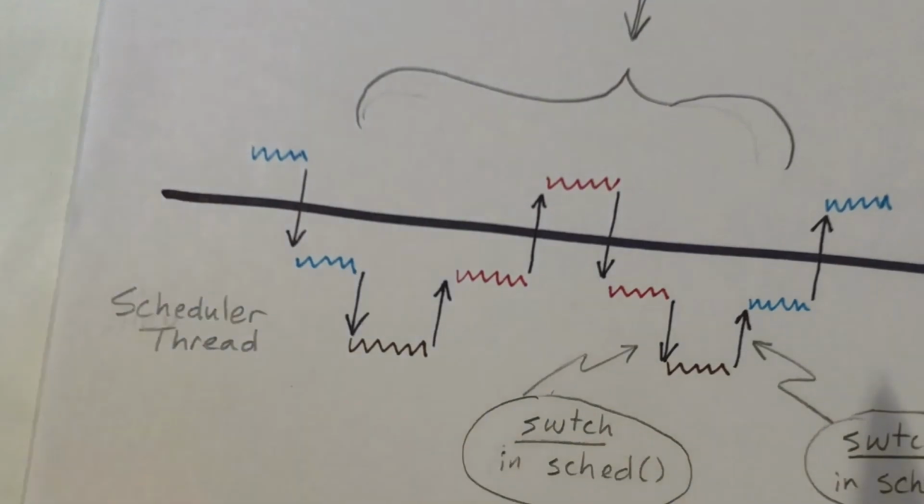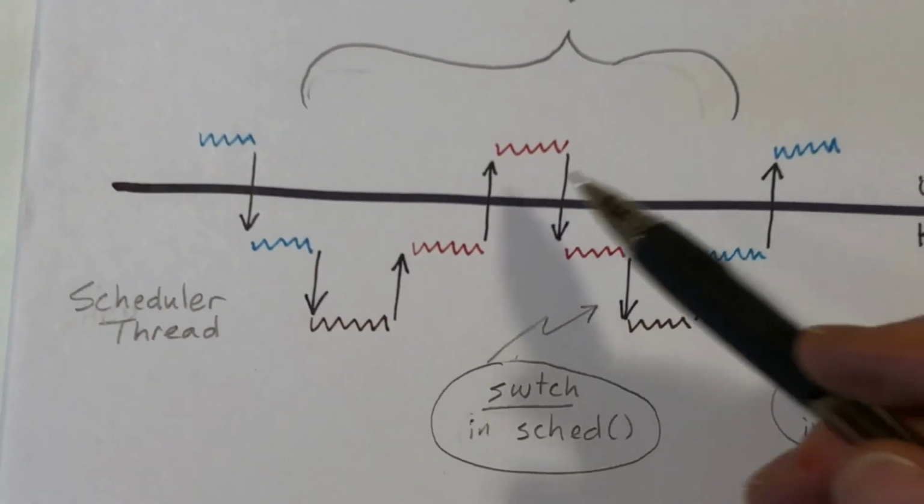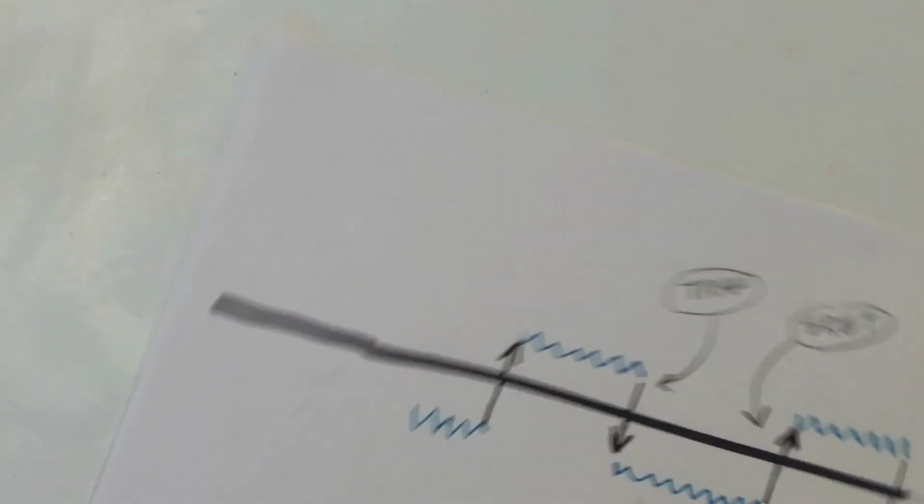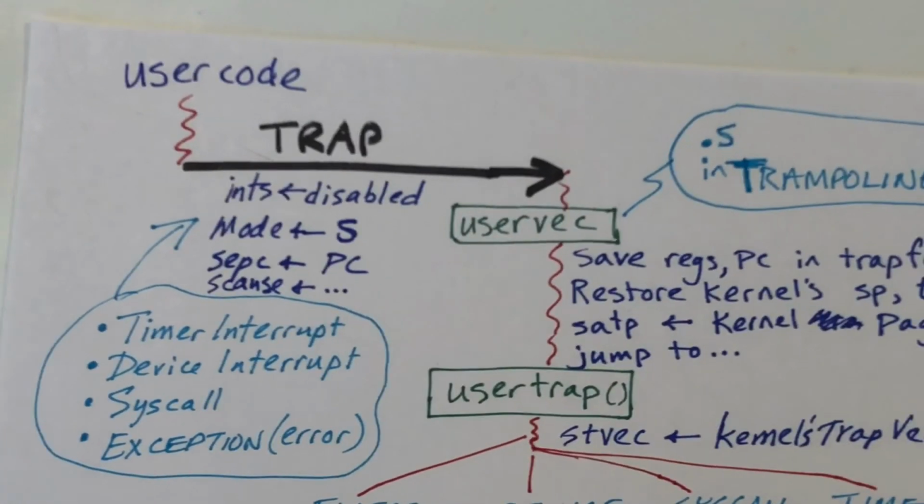Okay, that's it for context switching and the trap and system returns. We'll come back to the gigantic roadmap later in future videos.